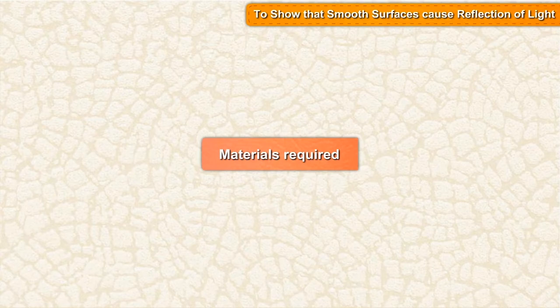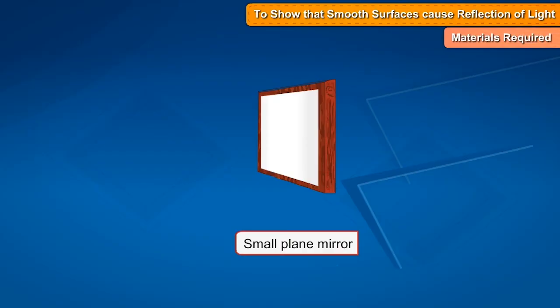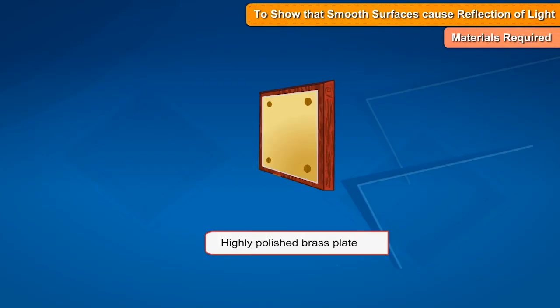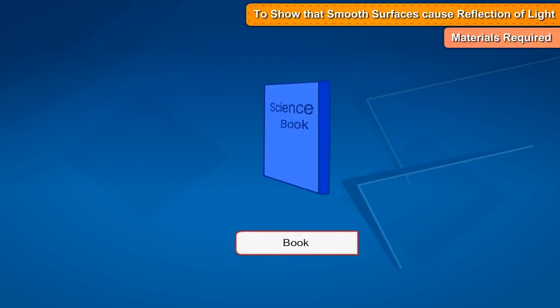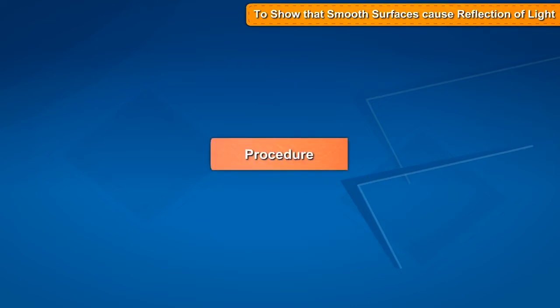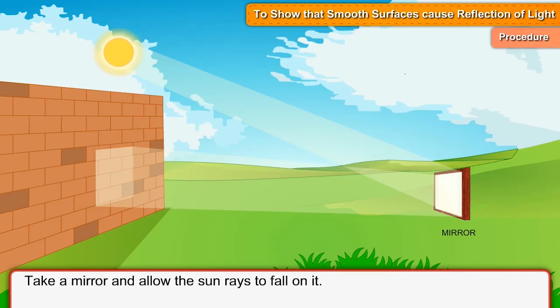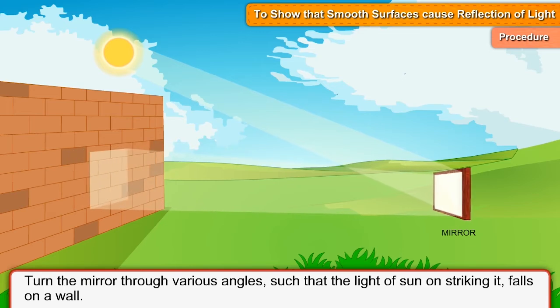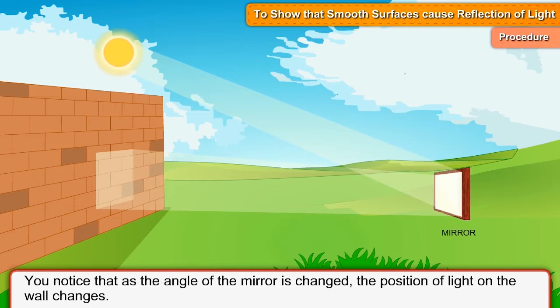To show that smooth surfaces cause reflection of light. Materials required: small plain mirror, highly polished brass plate, book. Procedure: take a mirror and allow the sun rays to fall on it. Turn the mirror through various angles such that the light of the sun on striking it falls on a wall. You notice as the angle of the mirror is changed, the position of light on the wall changes.